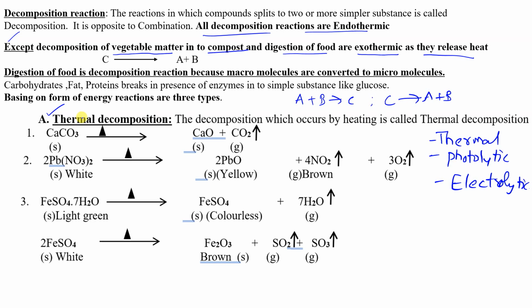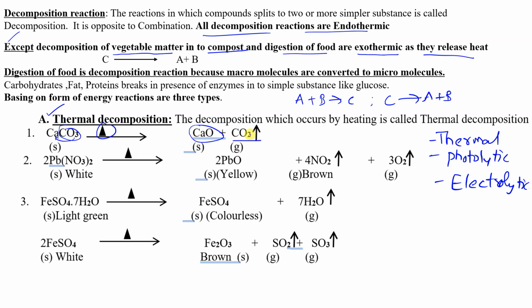First one is thermal decomposition. Thermal means heat, very simple. The decomposition reactions which happen by applying heat are said to be thermal decompositions. Let us take for example calcium carbonate. When we heat calcium carbonate, one of the oxygens from CO3 goes to the calcium and forms calcium oxide, and CO2 is left.